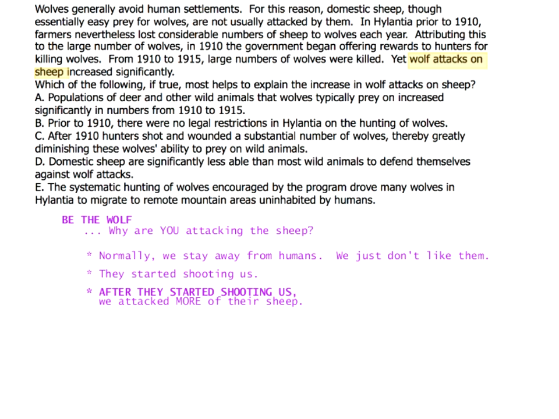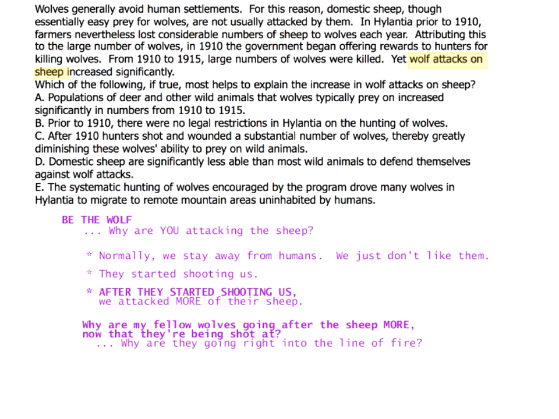So that's what we want to know, right? I mean, this makes no sense to me. Why are my fellow wolves going after sheep more now that they're being shot? That doesn't make a lot of sense. Why are they going right into the line of fire? Because again, it's not revenge, right? If it was a human thing, then that could be reasonable. But wolves, animals. So yeah, easier prey.